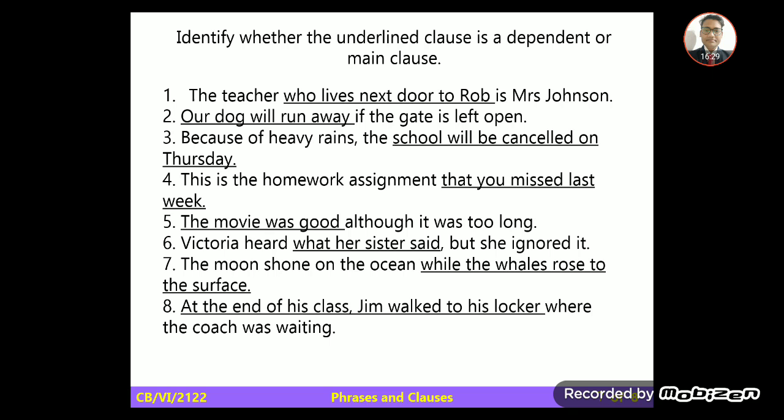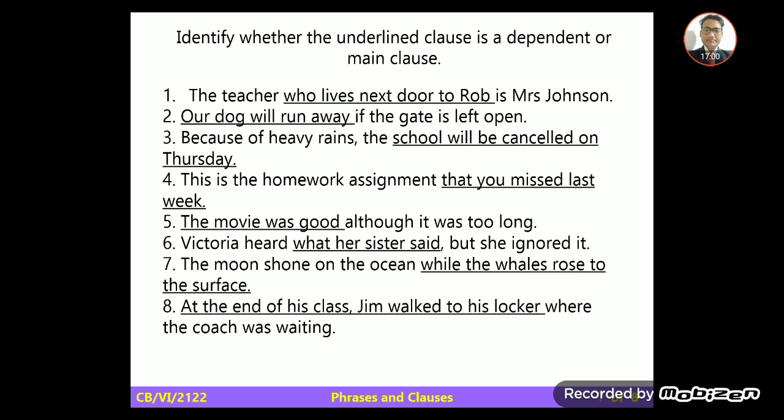Another one. This is the homework assignment that you missed last week. That you missed last week. So is this dependent or independent? Yes, of course, that is dependent, because it is depending on the first part, this is the homework assignment. It is depending on that sentence. That's why it is dependent.